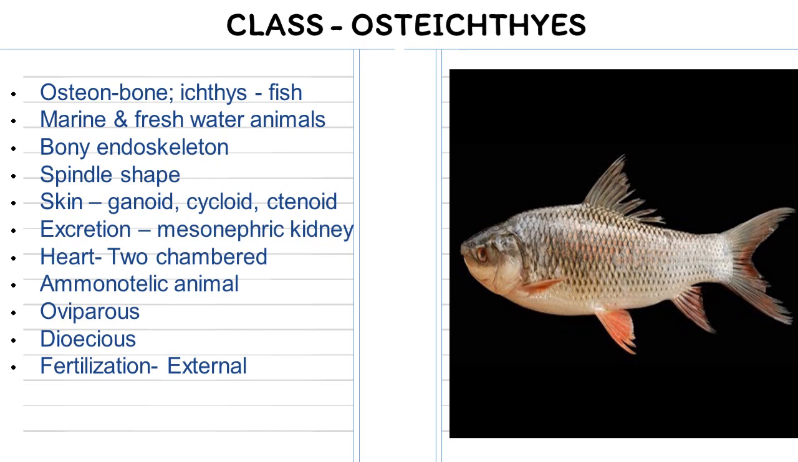Okay. Then the heart is two-chambered. Here the excretory waste will be in the form of ammonia. That's why they say they are ammonotelic animals, right? And oviparous means laying eggs. Dioecious means separate male and female forms are there. And fertilization is external fertilization, right?